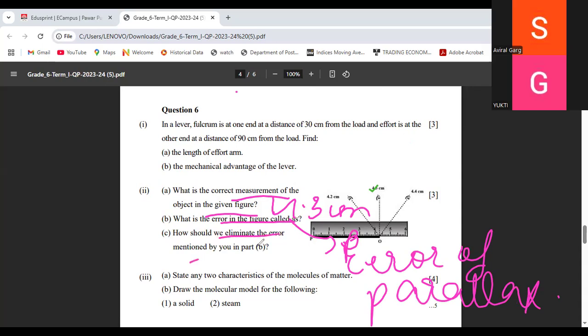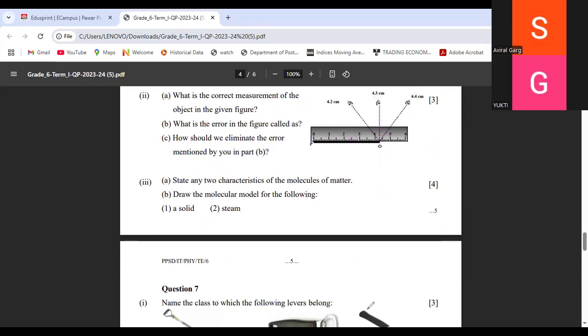How should we eliminate the error mentioned by you in part B? We should always look at the scale in a straight line, vertical to the scale, with the end point of the object. This is the end point of the object, right? And your eye should always be like this. You should always look vertically to it, not sideways, always in line to the measurement. Okay. This question is quite common every year, so please revise this nicely.